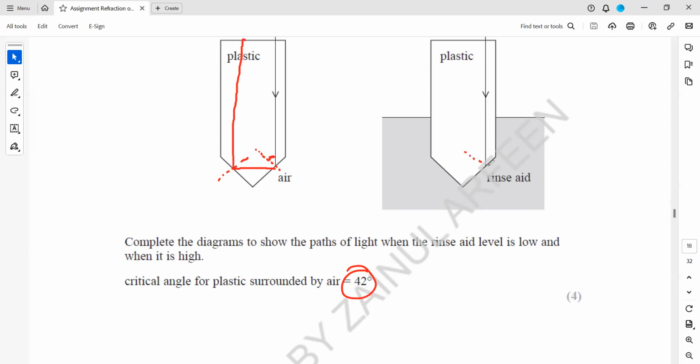But when you draw the normal here, the critical angle for plastic to rinse aid must be 60 degrees. The critical angle is 60 or 64, what we calculated. But when you measure this angle, it won't be 64. It will be around 46, 45. So it will undergo simple refraction.